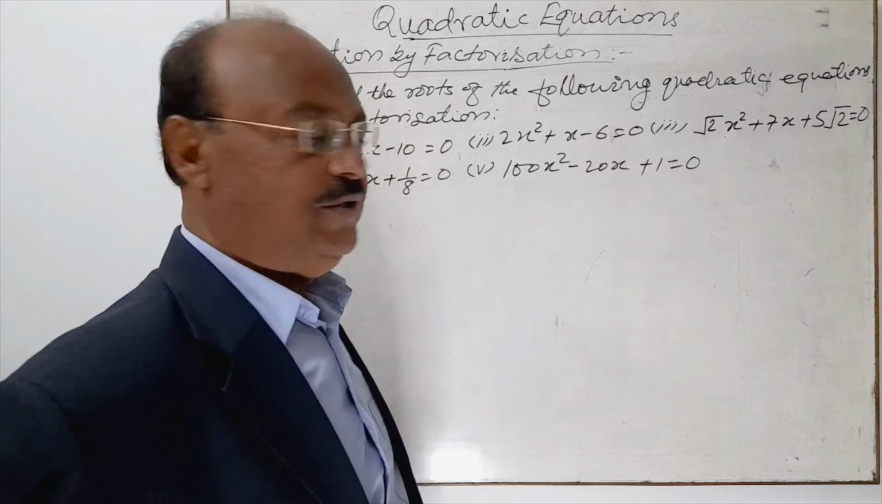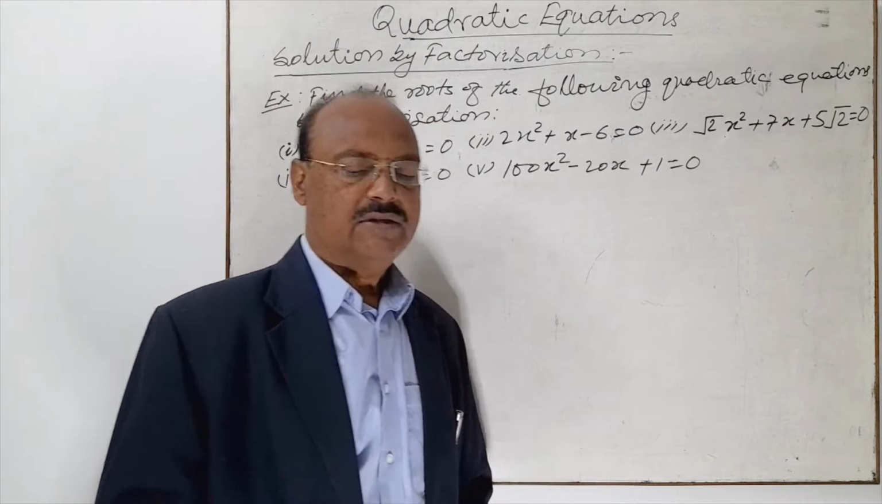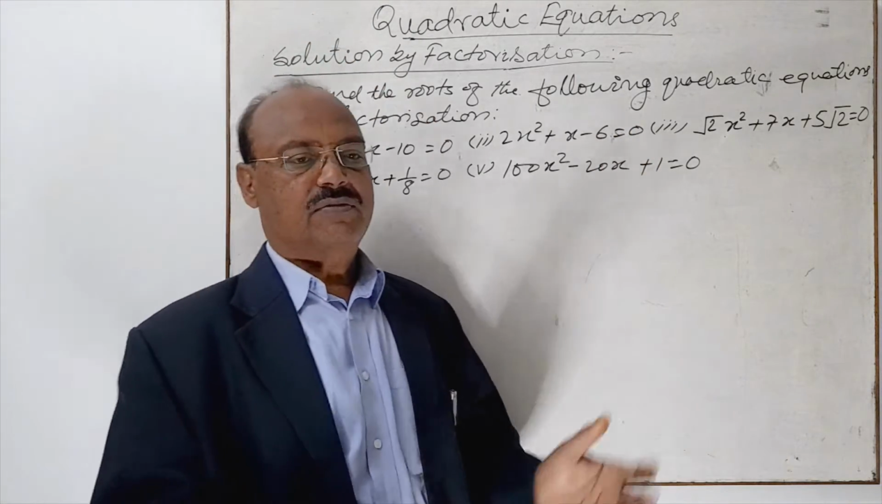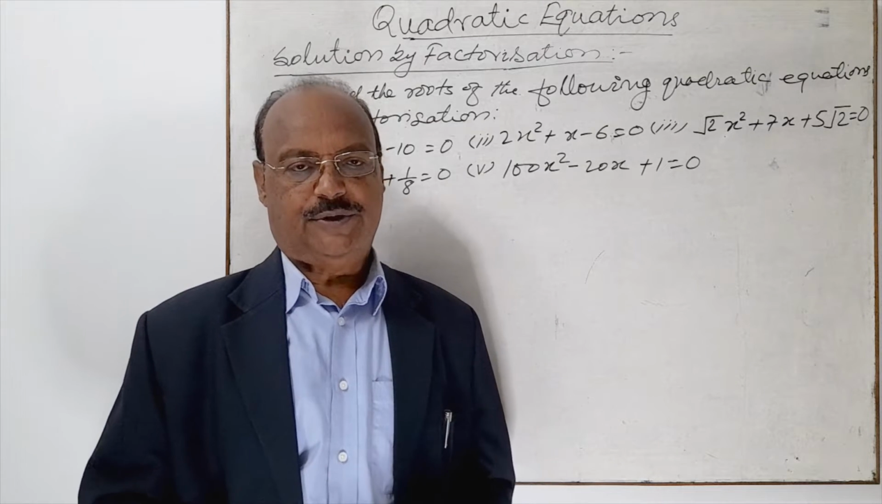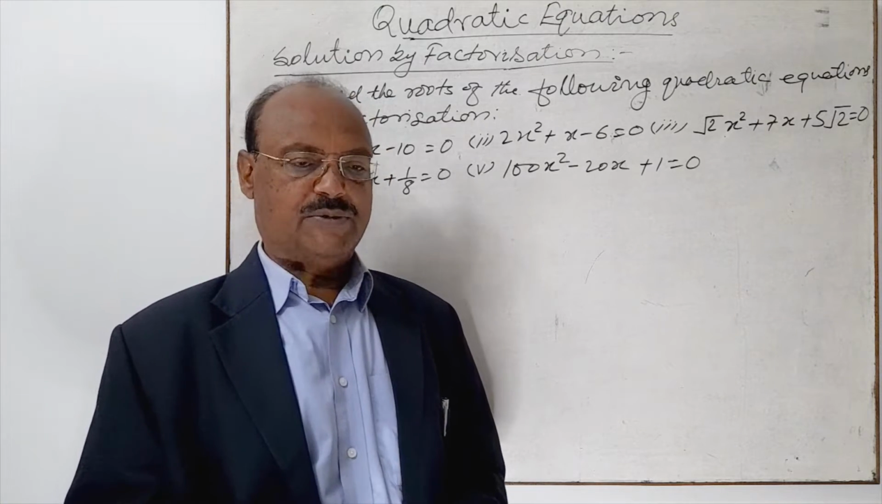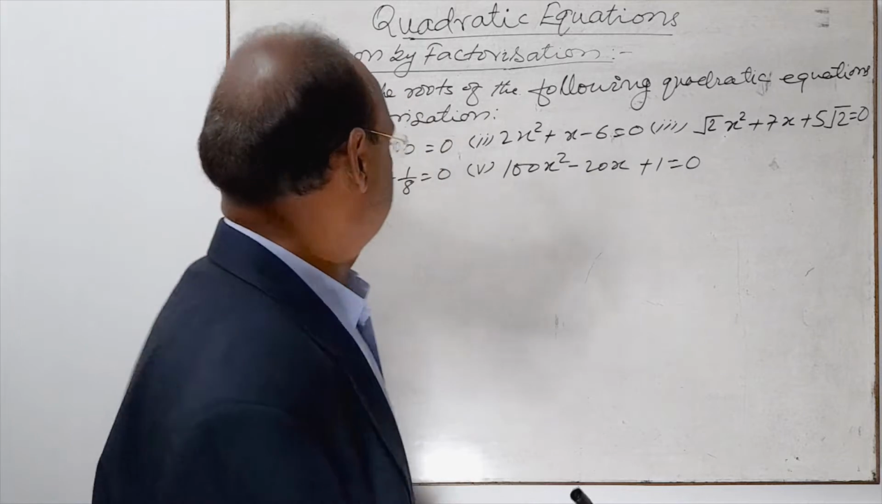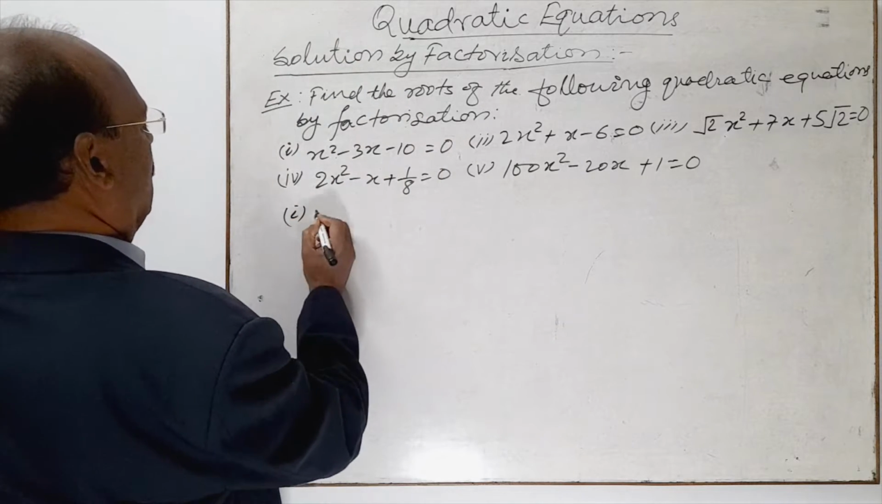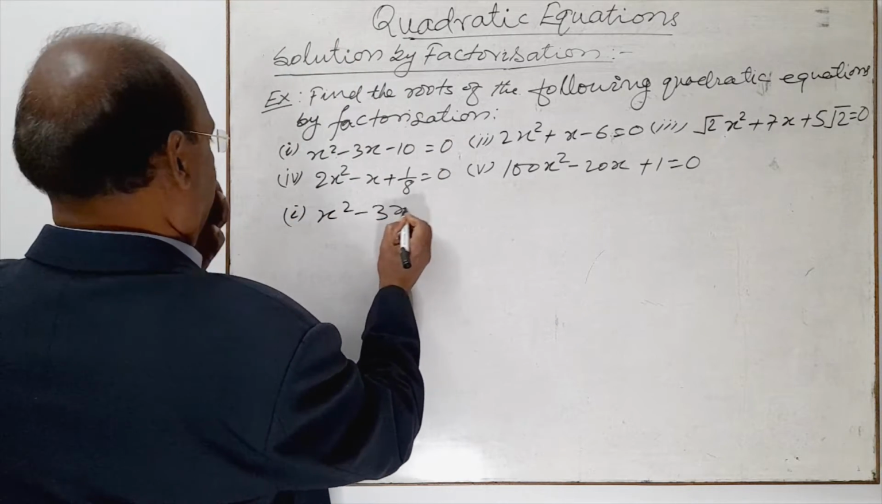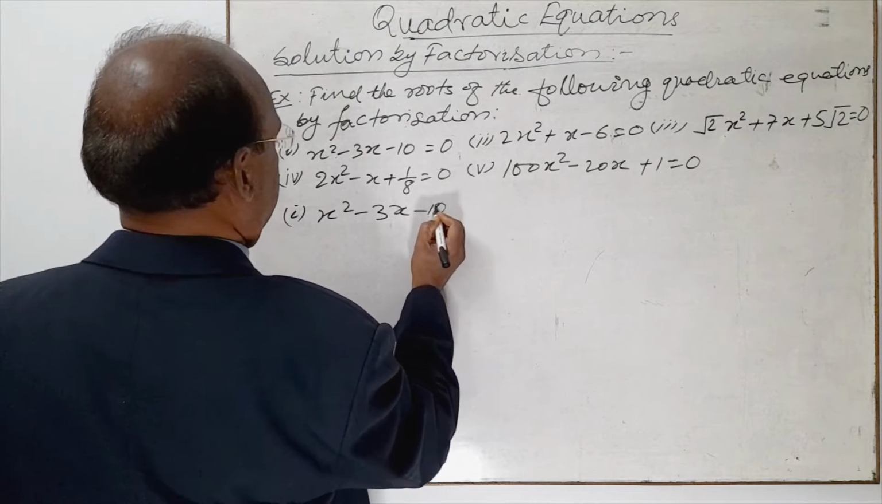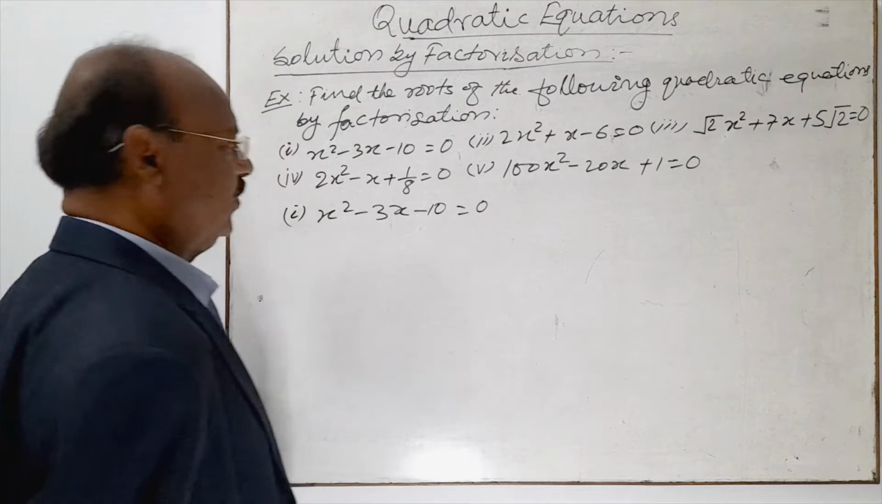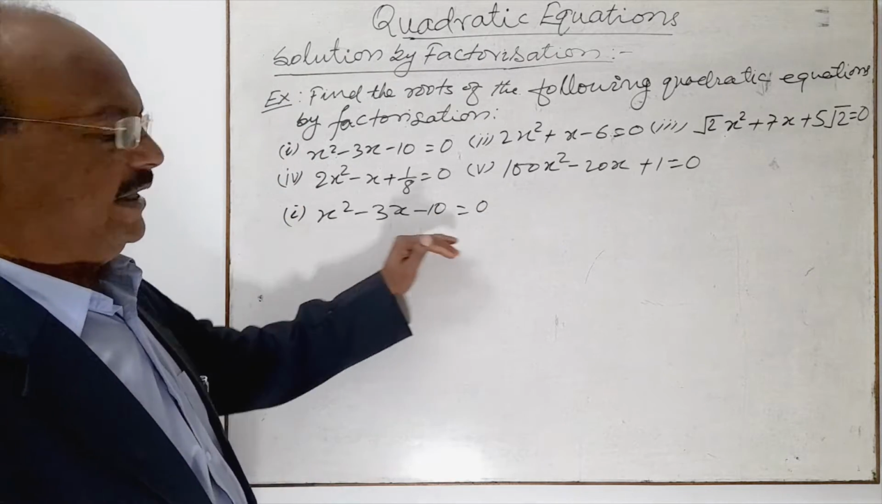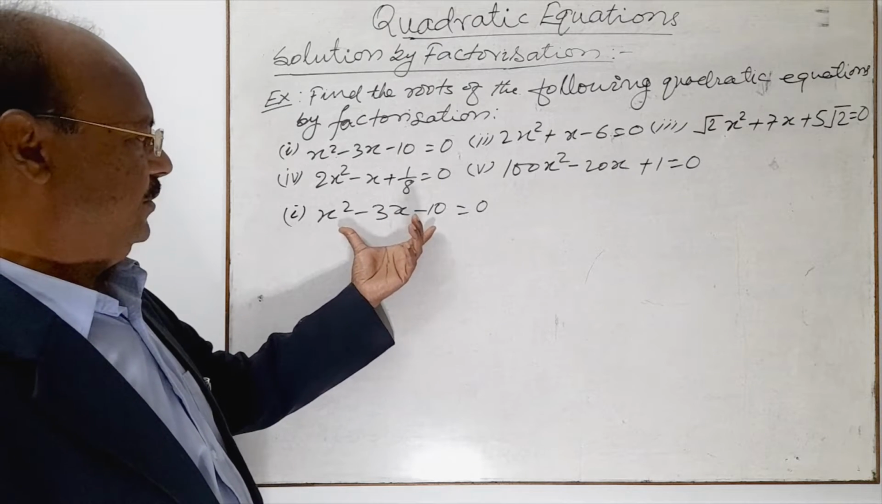So today in this video we'll see how we can solve these given quadratic equations with the help of factorization. Let us do these problems one by one. First, this is x square minus 3x minus 10 is equal to 0. First of all, we have to factorize this given expression.